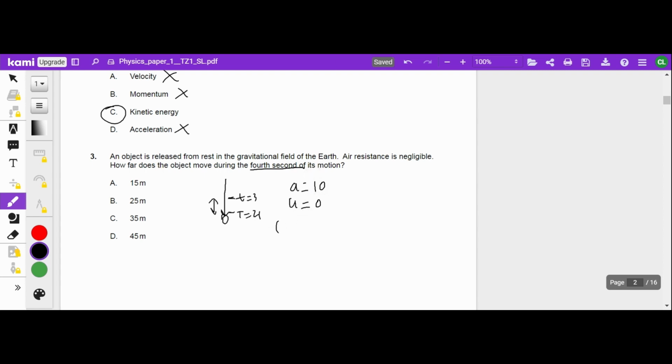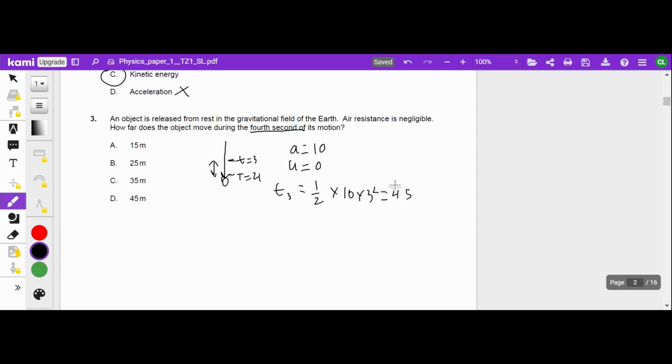So at t equals 3 it's half times 10 times 3 squared, which is 45, and then at 4 seconds it's half times 10 times 4 squared, which is 80. So then subtract each other, it's 35 meters.